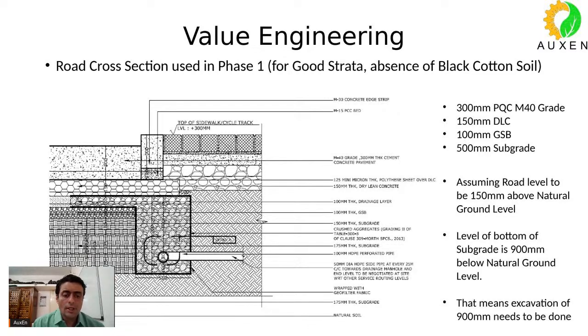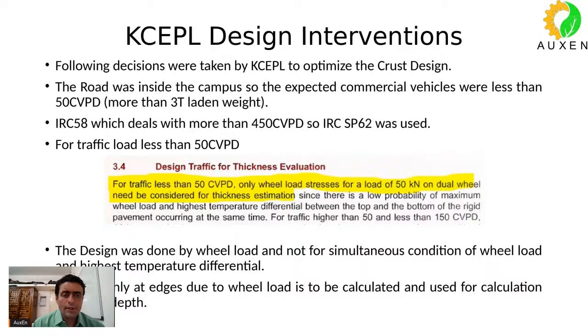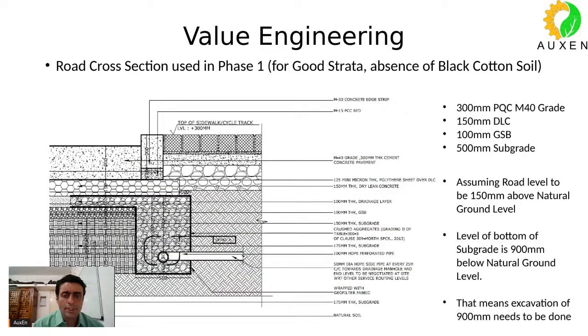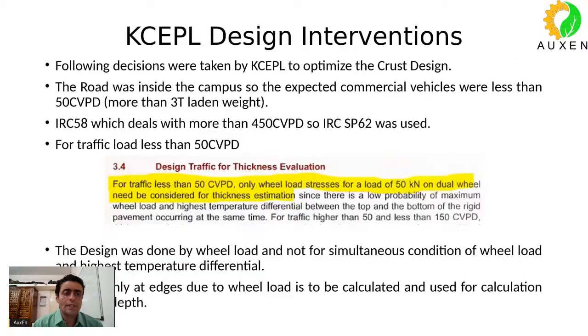So when we looked at it, we did not find this very optimum looking design. And actually, if you see this type of cross section that they have proposed, this is the type of cross section that you get in national highways. This is quite substantial. 300 PQC M40 is quite substantial. So this type of cross sections you get in very heavy traffic load.